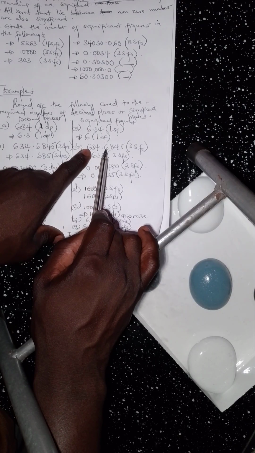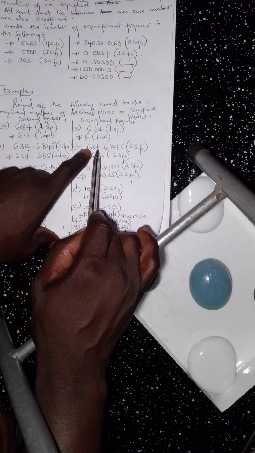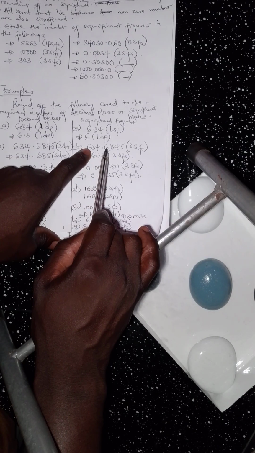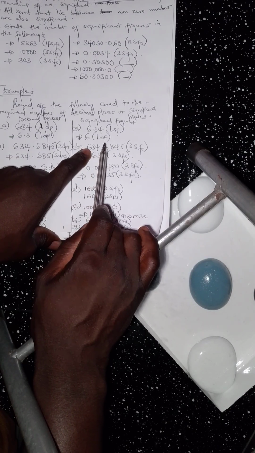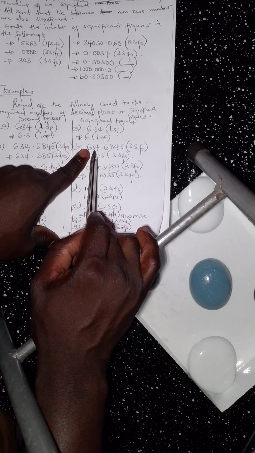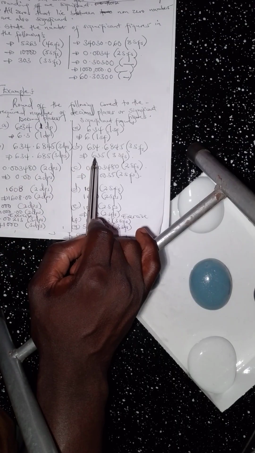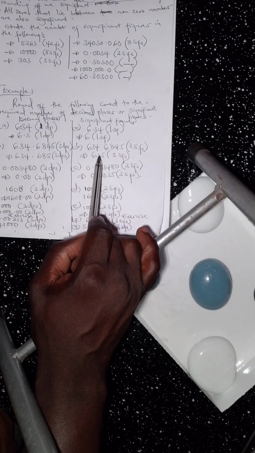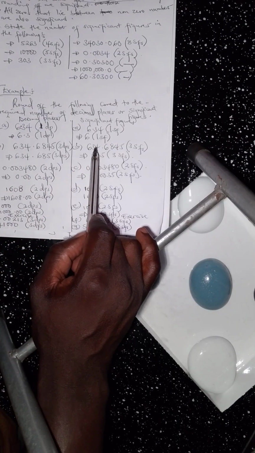You examine the value before. If it is from 5 to 9, you add a 1. If it is from 0 to 4, you add a 0. And because this is a 6, we shall add a 1 to make it 6, 3, and a 5. So it is 635.